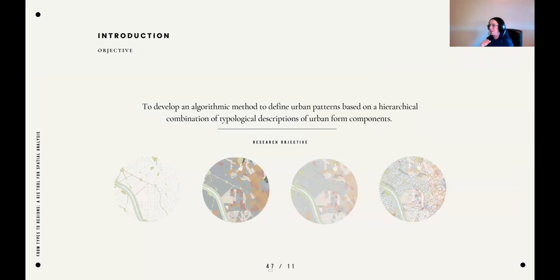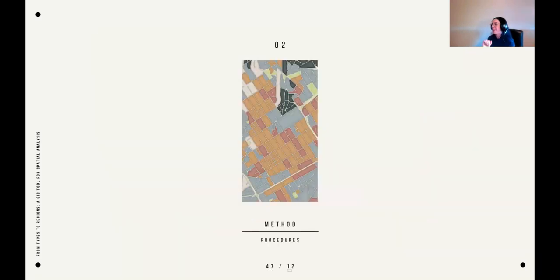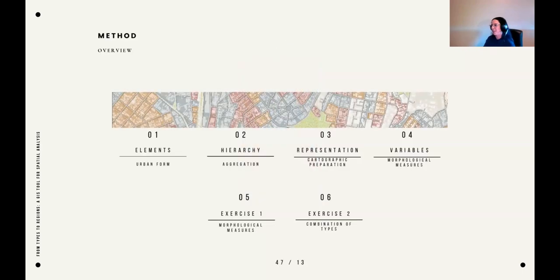So here I present the research objective, the general research objective, which is to develop an algorithmic method to define urban patterns based on a hierarchical combination of typological descriptions of urban form components. And now we'll go through the steps. So this big objective will be divided into some procedures. The method is divided into 4 parts, and there are 2 exercises in the end.